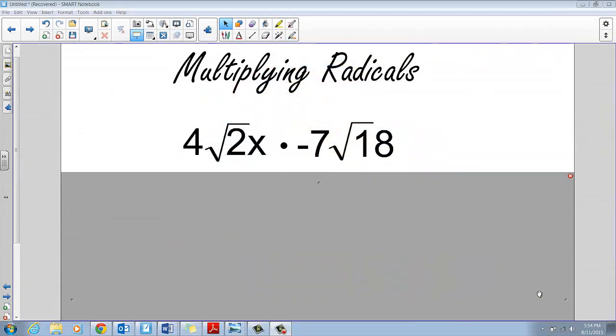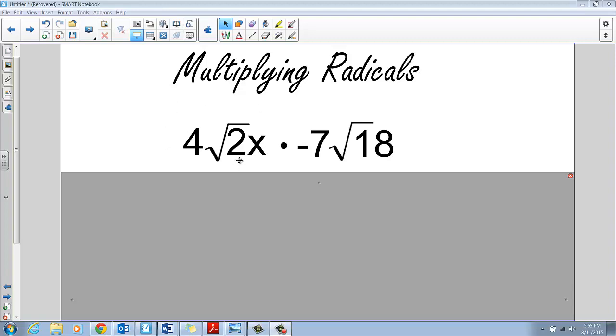Multiplying radicals. The second thing we learned, not an incredibly difficult topic, but definitely one that requires some practice. So I'm just going to do a simple one that I think covers all the basics of things that we will come across when multiplying radicals.